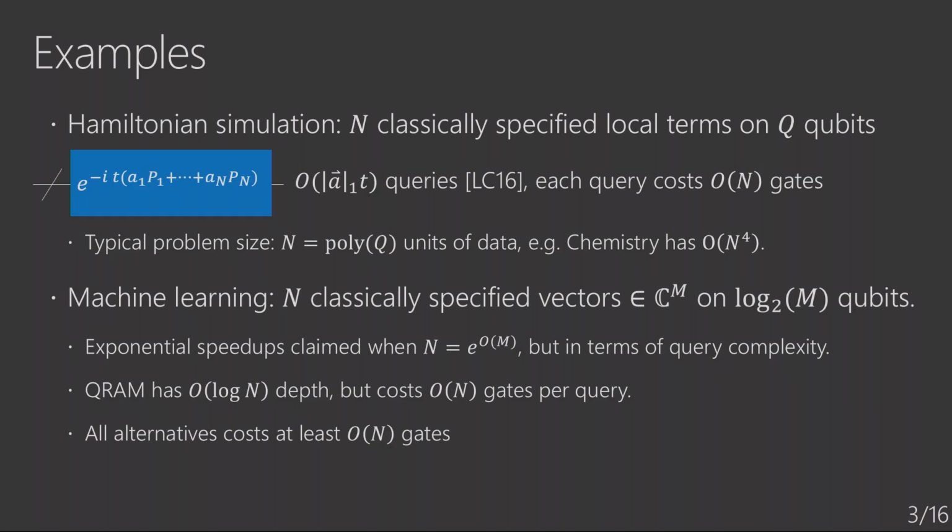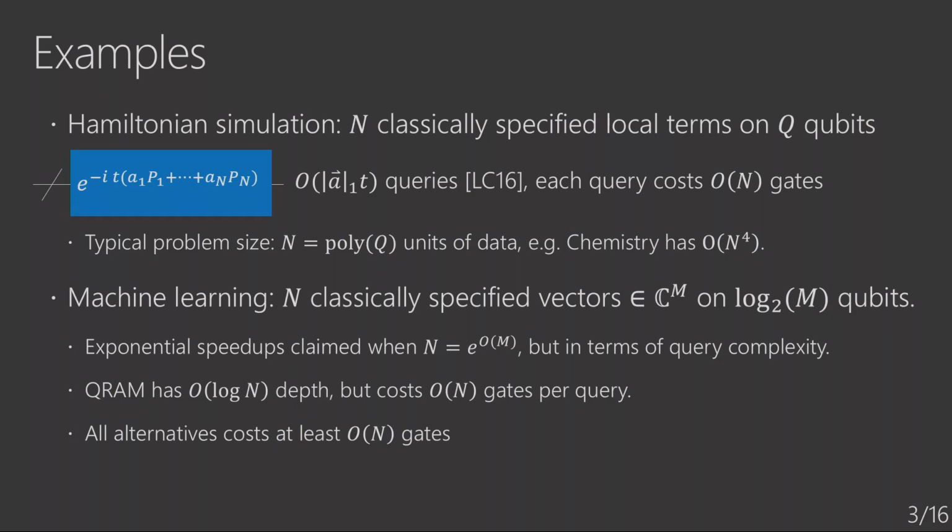Another common example application is in machine learning. Here, instead of having n terms in your Hamiltonian, you have m training vectors of dimension n. These training vectors live on log m qubits, and it has been common to claim exponential speedups in the case where the number of training vectors is exponential in the number of qubits. However, this complexity is expressed in terms of queries to the routine that loads your classical data, and this can be very expensive.